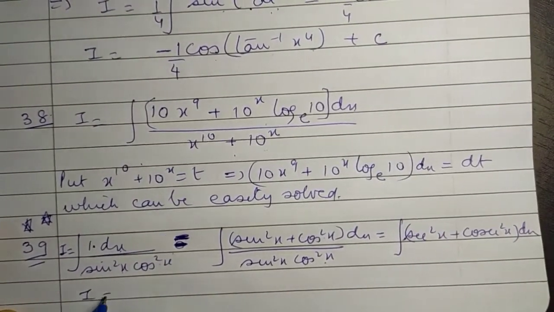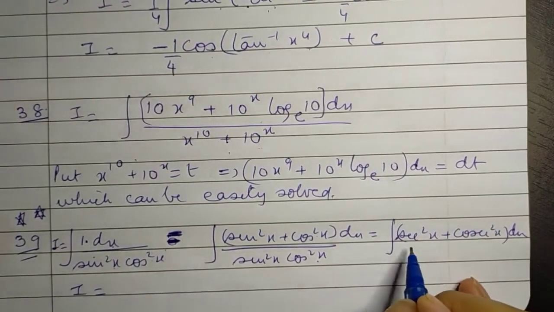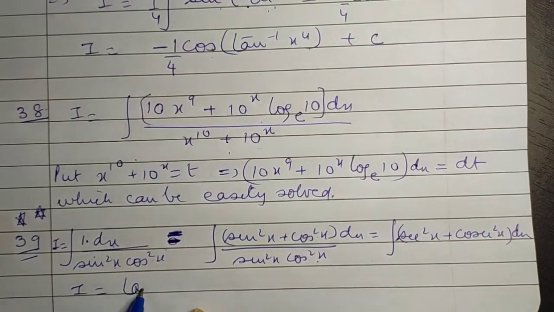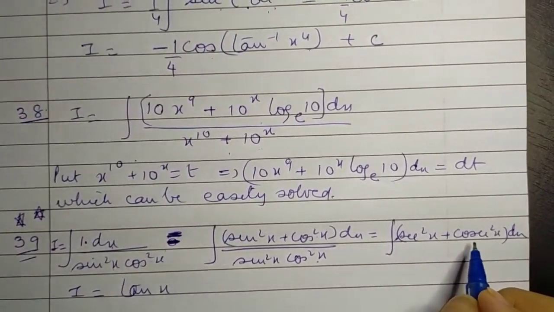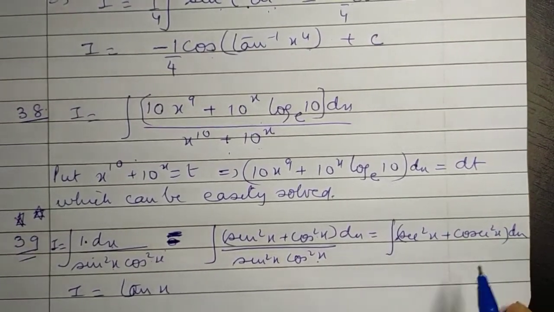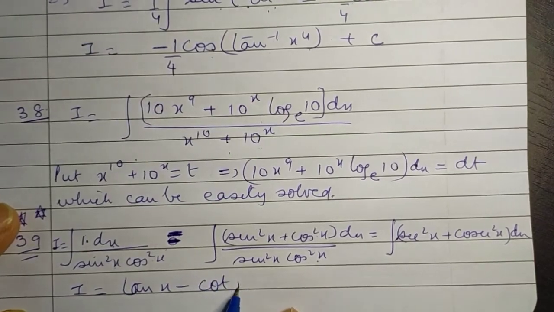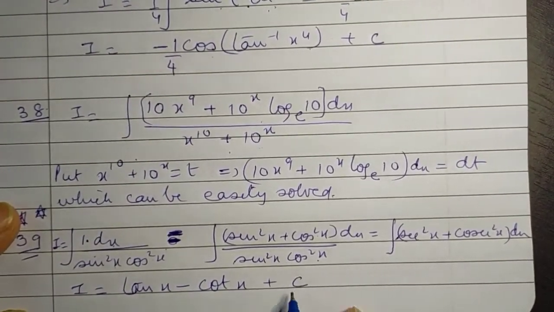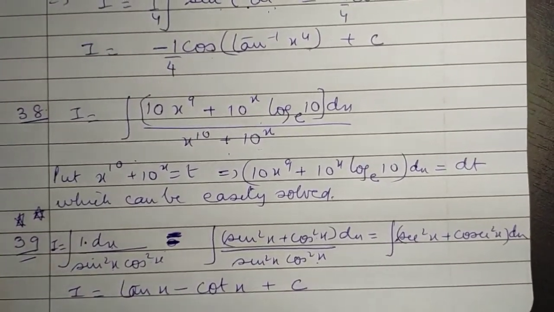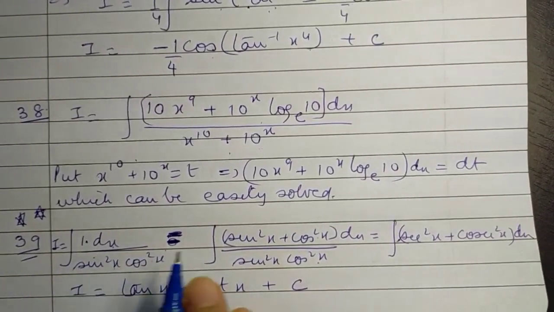and so you get I is equal to integral of sec squared x is tan x plus integral of cosec squared x is minus cot x, and plus a constant of course has to be added, and with this the exercise is over.